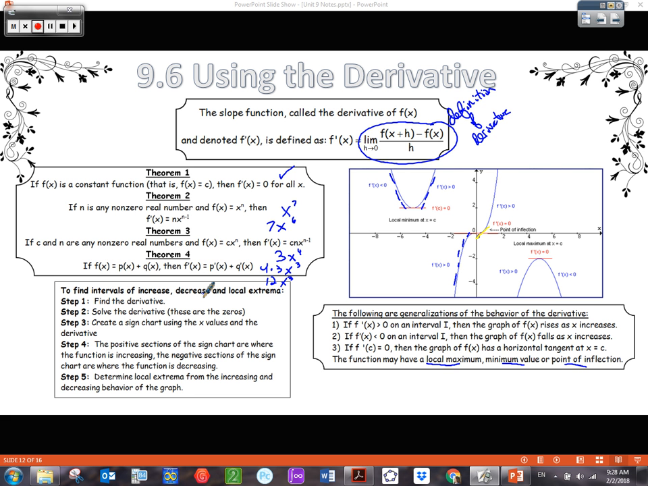What do we do? The first thing we do is find the derivative. That's the very first thing that we do. The second thing that we do is solve the derivative, in other words, set it equal to 0. We want to set the derivative equal to 0.